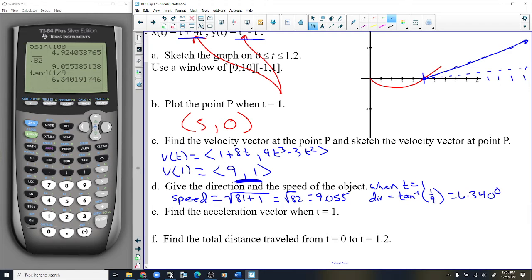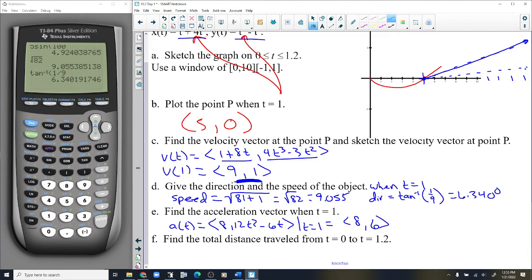Find the acceleration vector when t equals 1. A of t is the derivative of the velocity, so that's 8 and 12t squared minus 6t. And we'll evaluate that when t equals 1, and we get 8, 6.